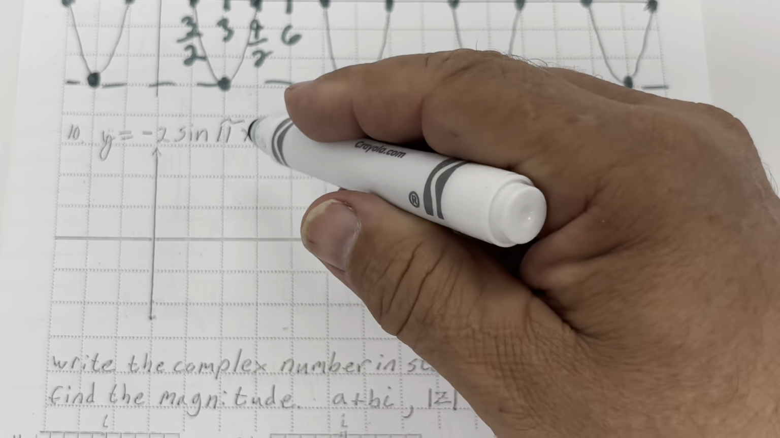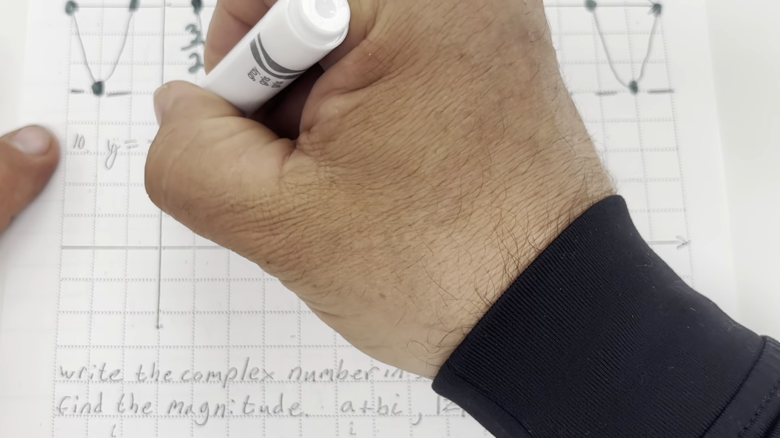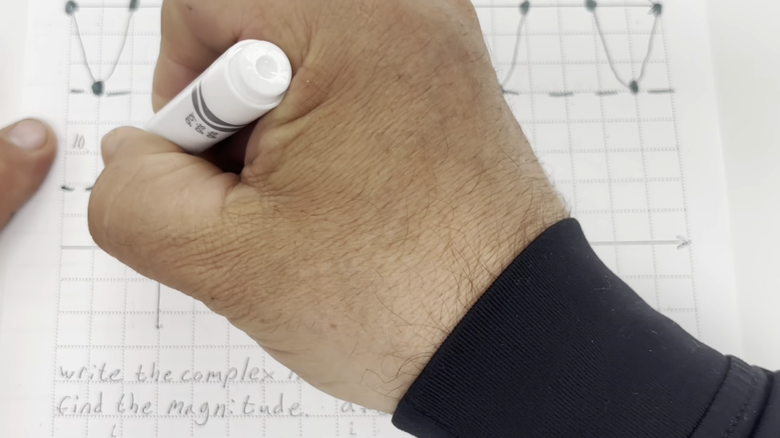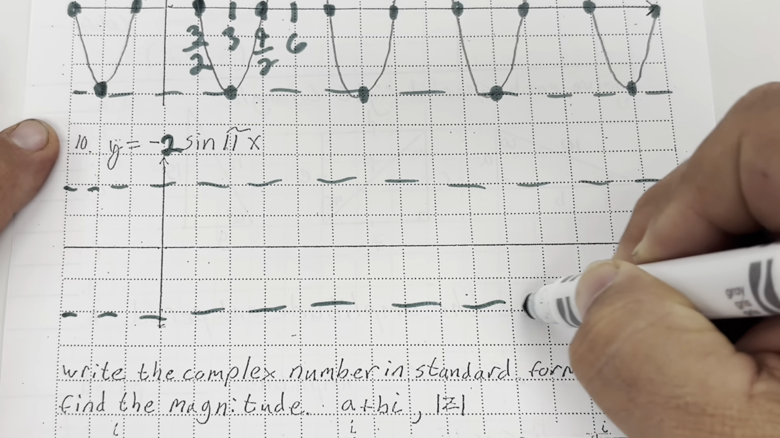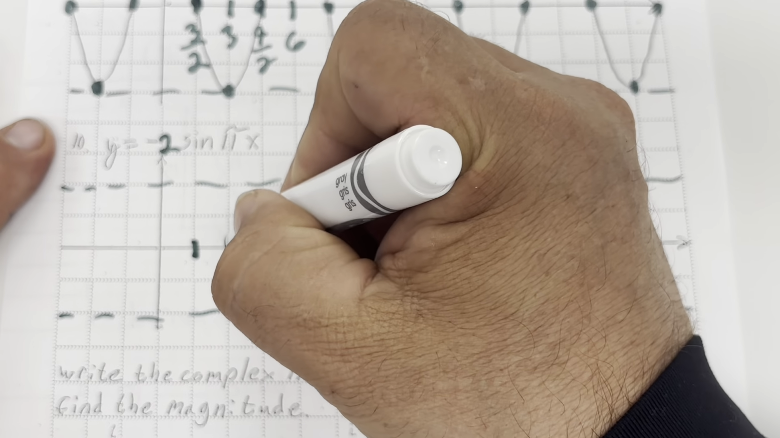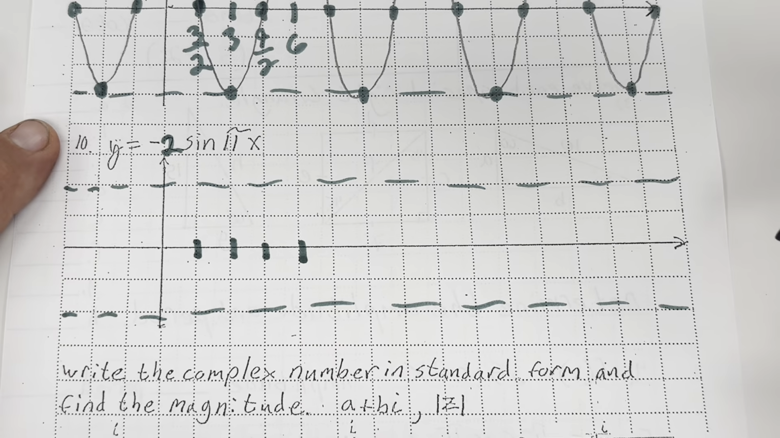Y equals -2 sine pi x. Our amplitude is going to be 2. So we're going to go 2 up and draw a dashed line. We're going to go 2 down, draw a dashed line. Go right 4. 1, 2, 3, 4. Everybody get on the dance floor.